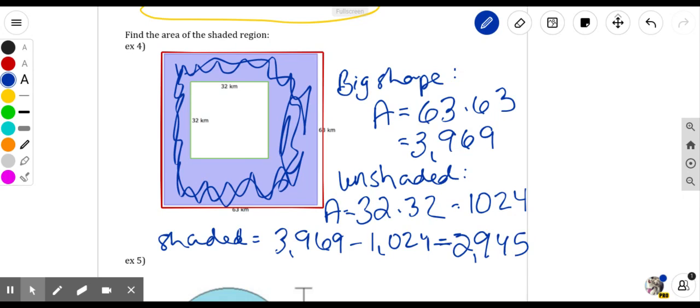And we need to label units. So that's kilometers squared. And that's our shaded region. So we did the whole thing minus the white part, and that gives you the shaded part.